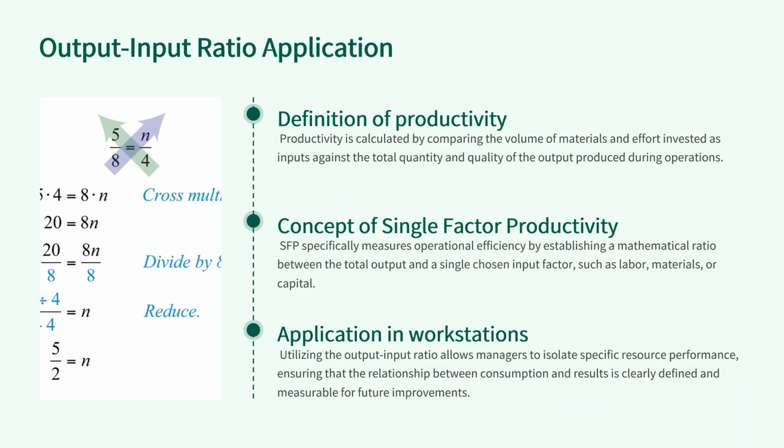Okay, so the first one is you need to look at the output-input ratio. In other words, what is the definition of productivity? So productivity is calculated by comparing the volume of materials and the effort that has been invested as inputs against what? The total quantity and quality of the output that was produced during production.